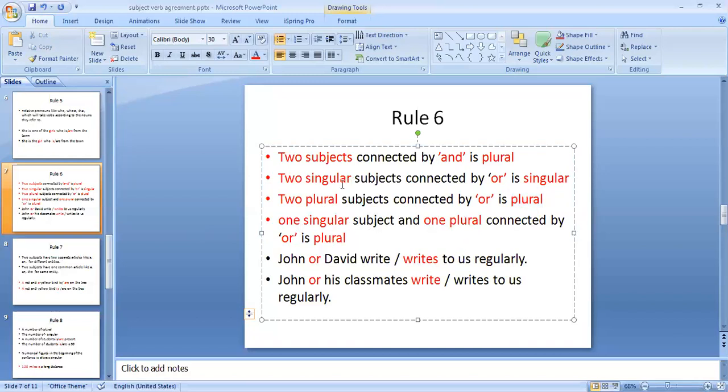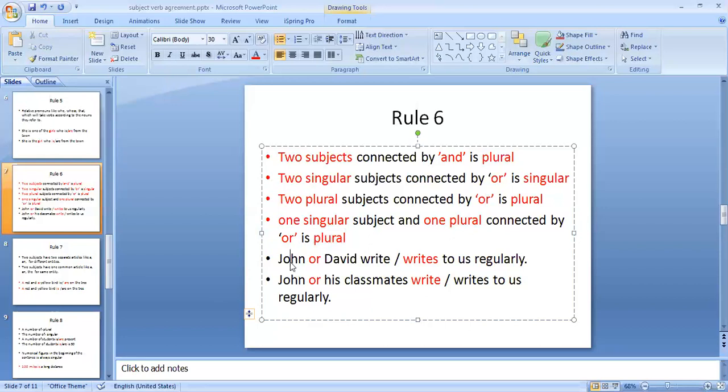What to do? When both are singular, we use a singular verb. When both are plural, we use a plural verb. When the subjects are connected by or, this is the case. For and, it is totally different. When two subjects are connected by and, it is always plural. And this condition is only for or. Two singular subjects connected by or is singular. Two plural subjects connected by or is plural. Now, the different case is one singular subject and one plural subject connected by or. What is the rule? It is always plural. Okay, so keep this in mind.